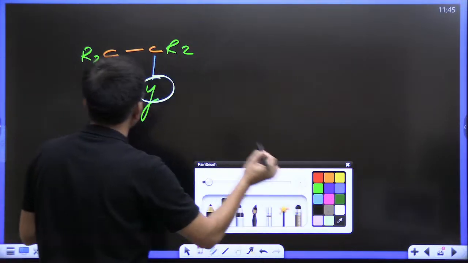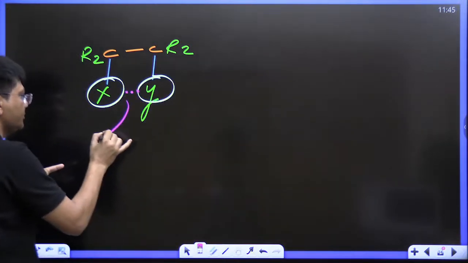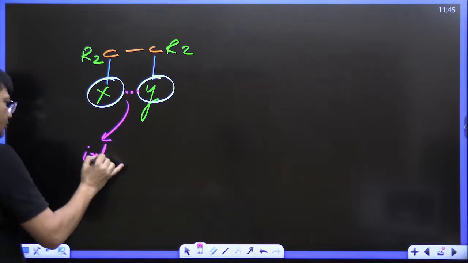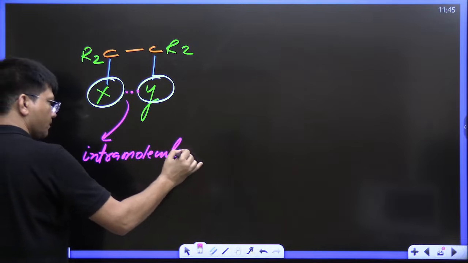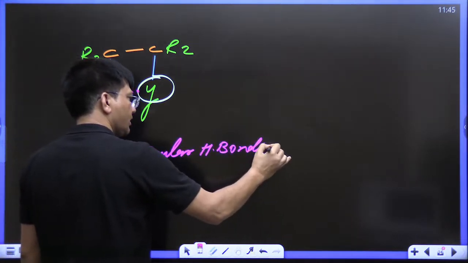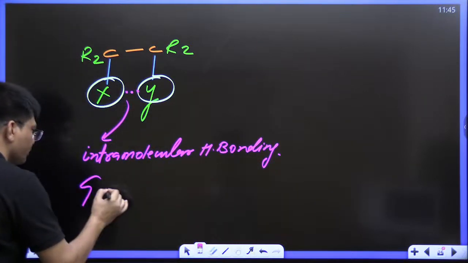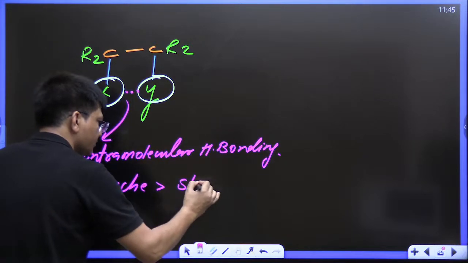The one being X and the one being Y should have intramolecular hydrogen bonding with them. If there is intramolecular hydrogen bonding, definitely its Gauche form is going to be more stable. Its Gauche will be more stable than the staggered form.